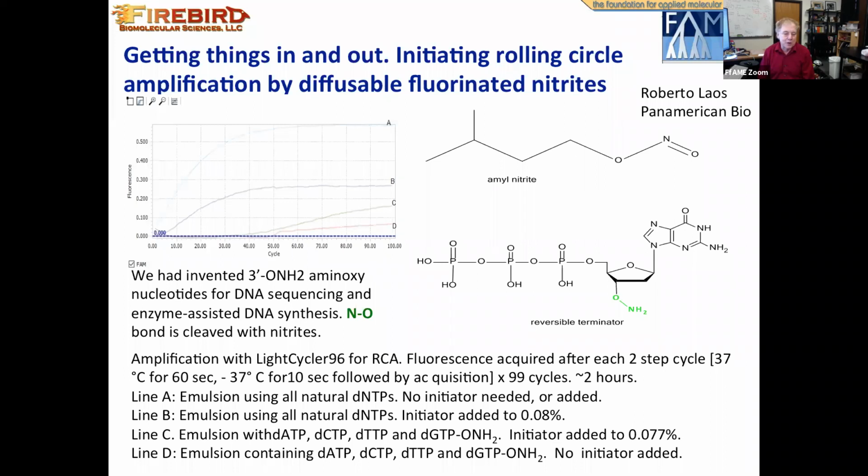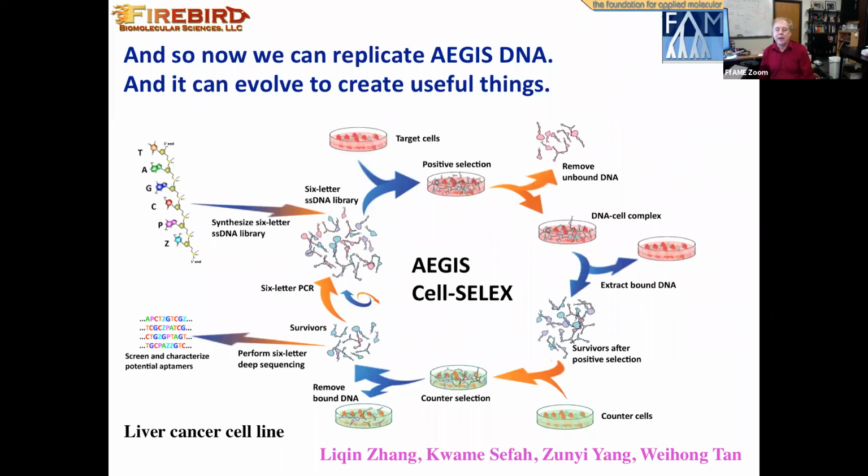The emulsion using all natural NTPs, of course, works. No initiator is needed. The emulsion using all natural NTPs also works with the initiator added. That just shows that the initiator is not screwing things up. But then the emulsion with the ONH2 added, if you have initiator, you get RCA. But if you don't add the initiator, you don't get any RCA at all, or you get it only at very long times. So this is a way in which you can get things in and out of these droplets as well, make them fluorinated. So now, after all of that, we can replicate Aegis DNA.